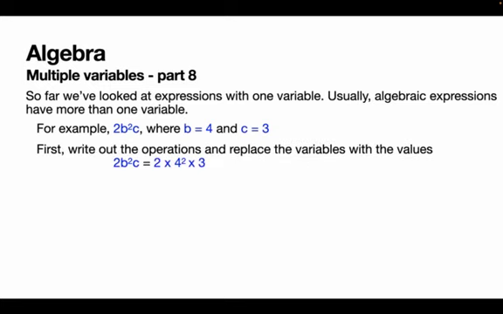First, write out the operations and replace the variables with the values. So 2b squared c can be written as 2 times b squared times c. So if we replace all those variables with numbers, then it becomes 2 times 4 squared times 3.